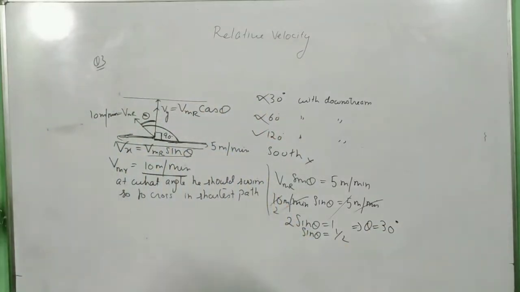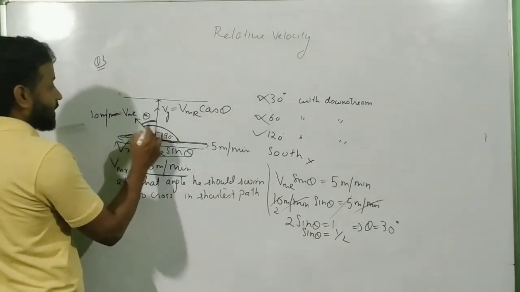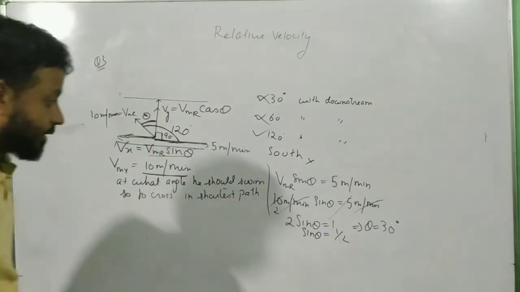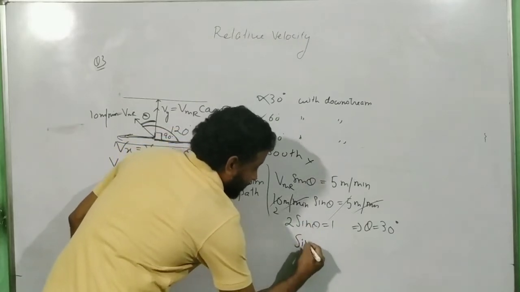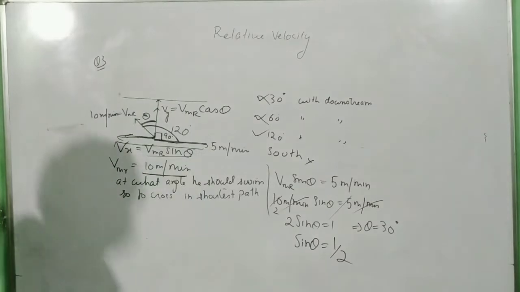Once you get theta equal to 30 degree, how much is your final answer? Your final answer is 90 plus 30, which is equal to 120 degrees. So sin theta equals half. I hope the idea is clear to you.